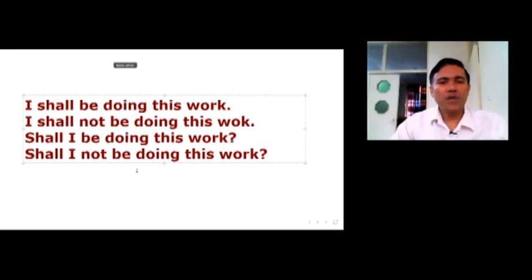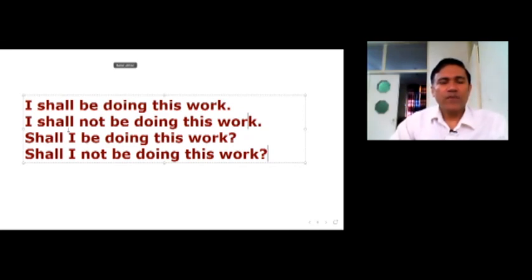I shall be doing this work. আমি এই কাজটি করতে থাকবো. I shall not be doing this work. আমি এই কাজটি করতে থাকবো না. Then shall I be doing this work? আমি কি এই কাজটি করতে থাকবো? Shall I not be doing this work? আমি কি এই কাজটি করতে থাকবো না?